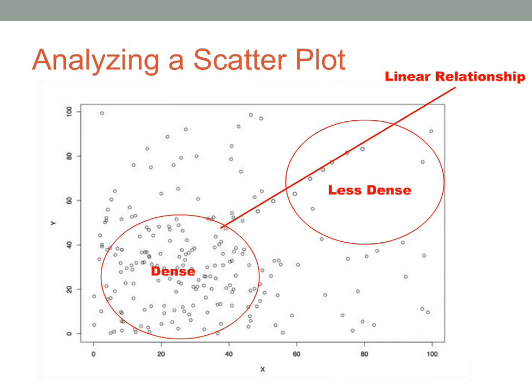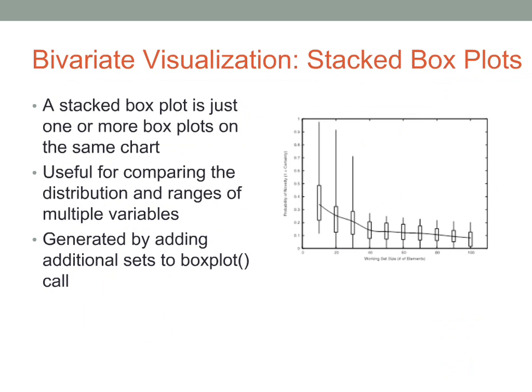Now, if we're dealing with bivariate visualizations where we've got categorical data, the next step usually is to start doing things like stacked box plots, which are exactly what they sound like, multiple box plots on the same chart. They're useful for comparing distributions and ranges of multiple variables. For example, I've got some studies I've been doing on traffic from dark spaces, and I've got the categorical breakdowns of different slash 16s that I'm getting the traffic from, and the distribution of the same sample size over time. I'm using box plots for those, and then I plot the full day as a long sequence of box plots. To do it, you just add additional sets to the initial R boxplot call.